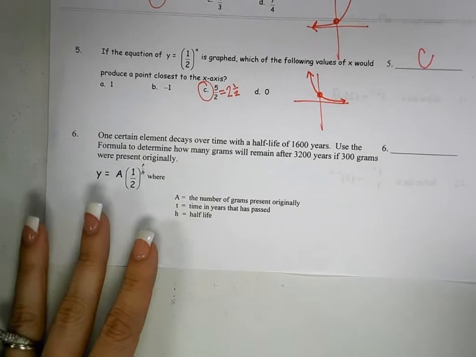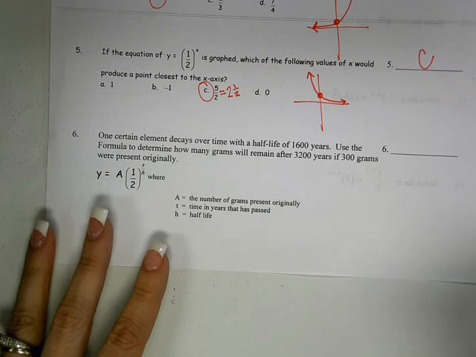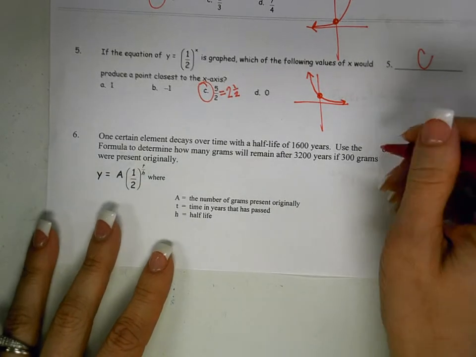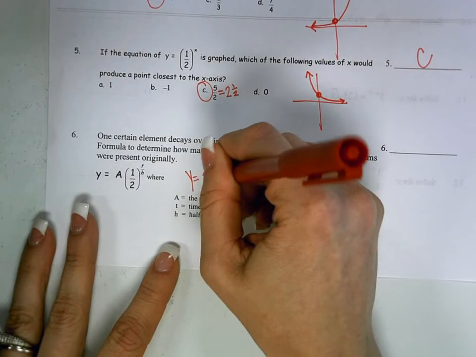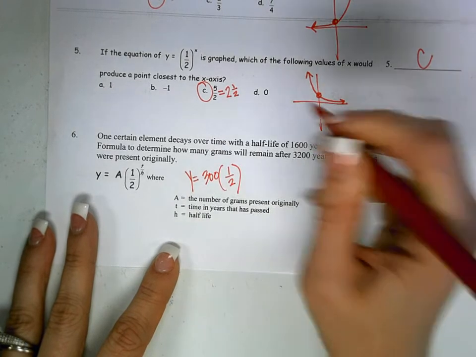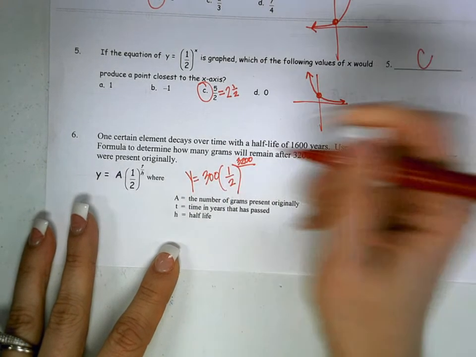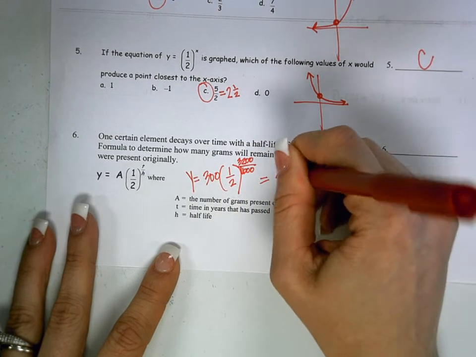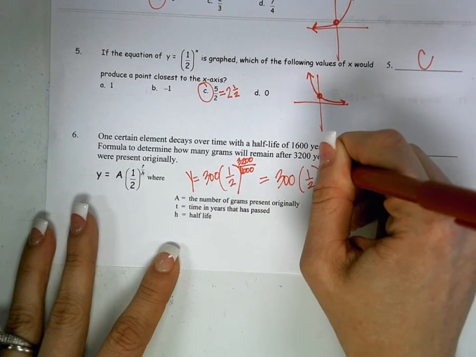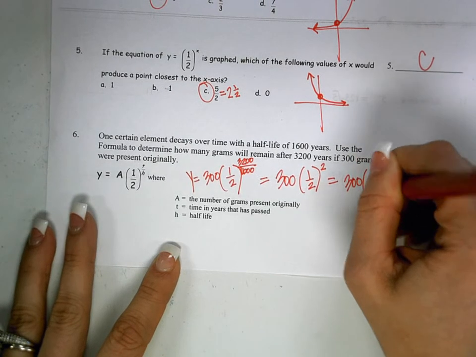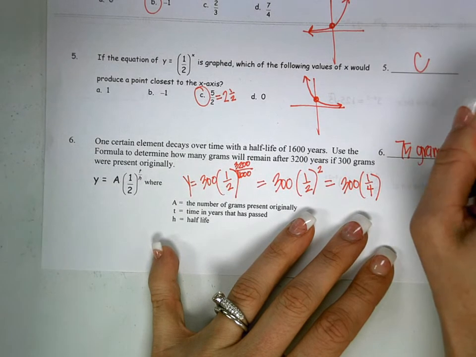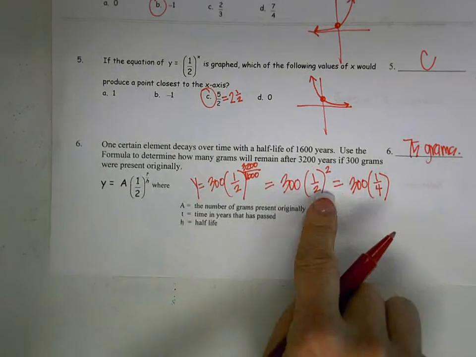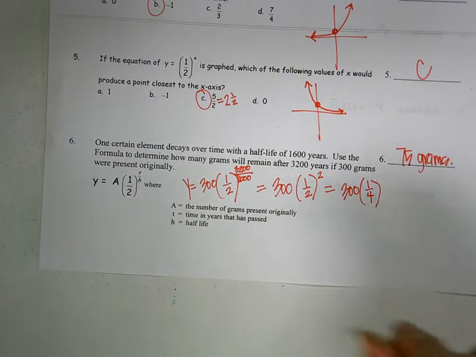Number 6, if a certain element decays over time with a half-life of 1,600 years, use the formula to determine how many grams will remain after 3,200 years if 300 grams were present originally. So y equals 300 grams originally present times 1/2 to the t, which is 3,200 over half-life of 1,600. So 300 times 1/2 squared gives you 300 times 1/4, and 1/4 of 300 is 75. And remember, this does matter that we put grams. 75 grams. Make sure you're not multiplying the 300 and the 1/2 first before you take the square of it. That would definitely be wrong.